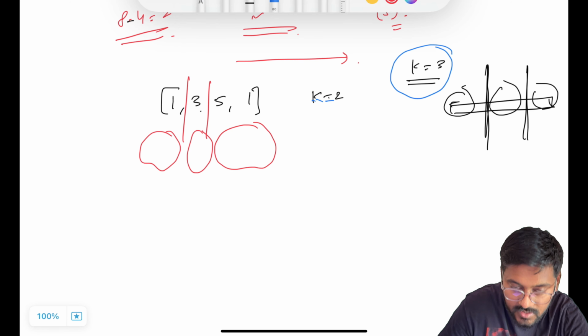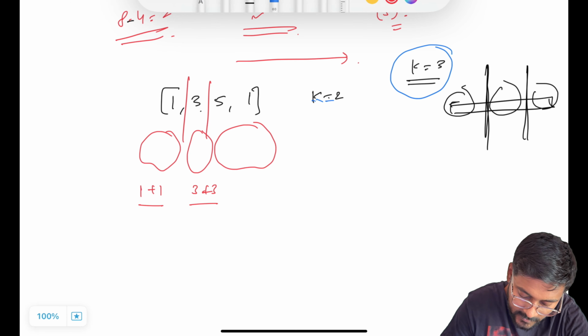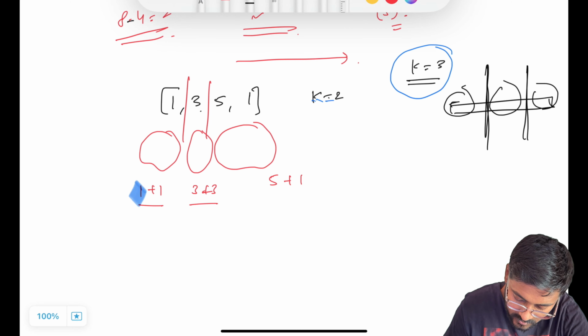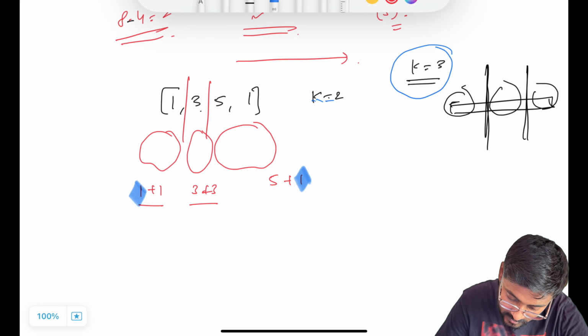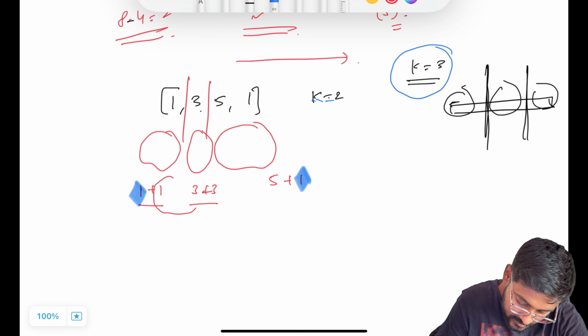For the first bag, what is the first value and the last value? That is 1 plus 1. For the second bag, what is the first value and the last value? 3 plus 3, because there is only one element. And for the third bag, the first value is 5, last value is 1. See, these last values are common.